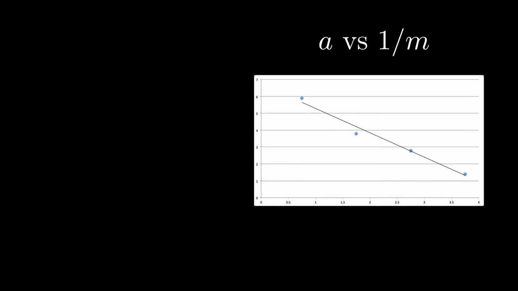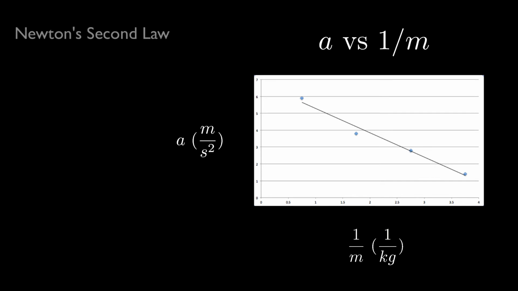So here we've got a graph where we've plotted the acceleration along the y-axis and 1 over the mass on the x-axis. So you can see this has got a fairly nice straight line relationship, which is what we're expecting because when we stated Newton's second law the first time, we said that the acceleration was proportional to 1 over the mass. So we'd expect acceleration versus 1 over mass to be a nice straight line.